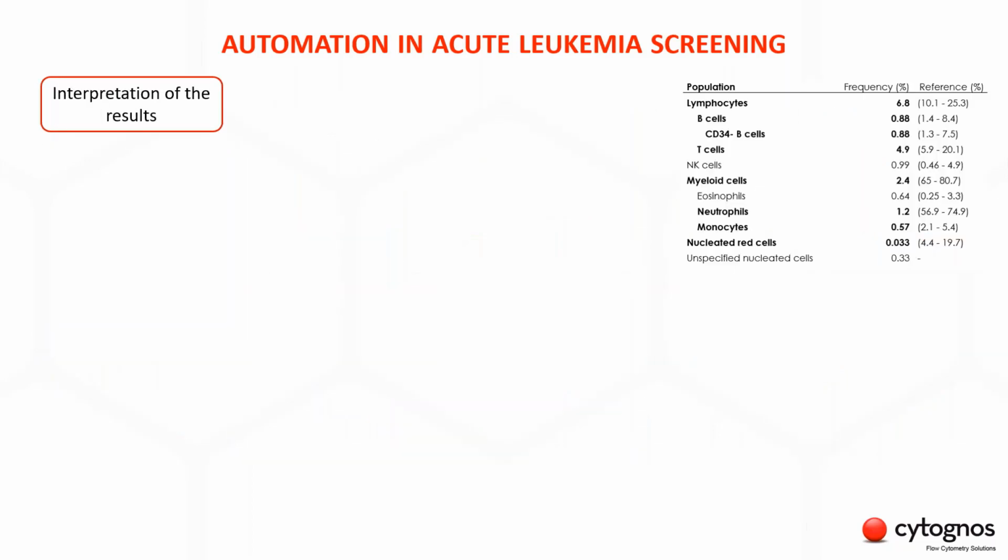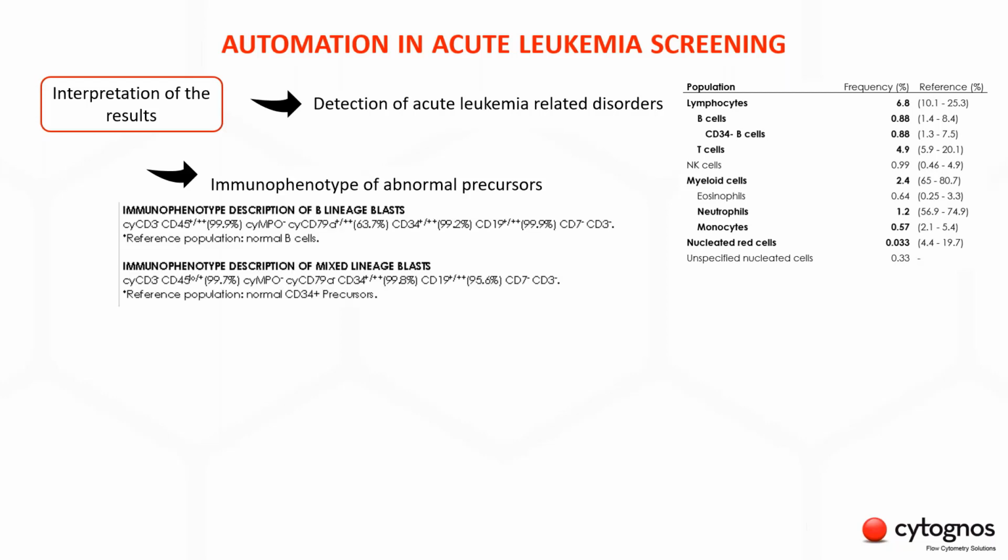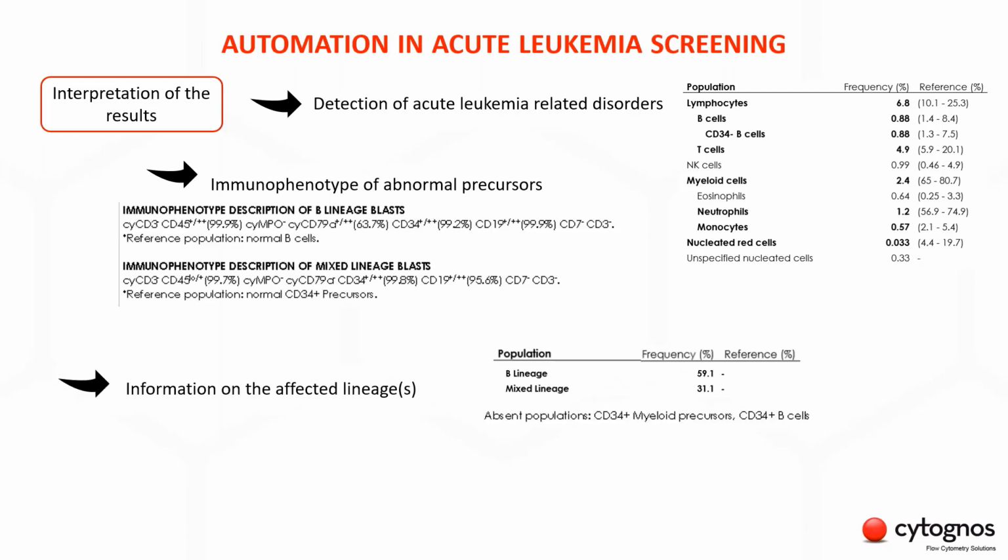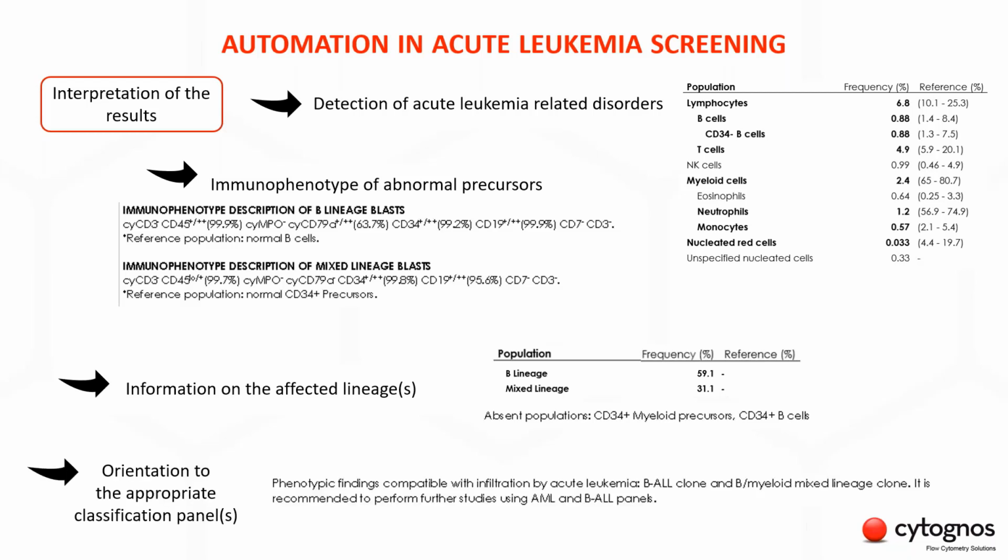Here we have the interpretation of the case, including not only the blasts, but also the detection of potential related disorders. You are going to have the complete immunophenotype of each of the aberrant populations, even if you have several lineages affected. Additional information on the present or missing populations of the patient. And most importantly, which panel to run next for further classification of the disease.